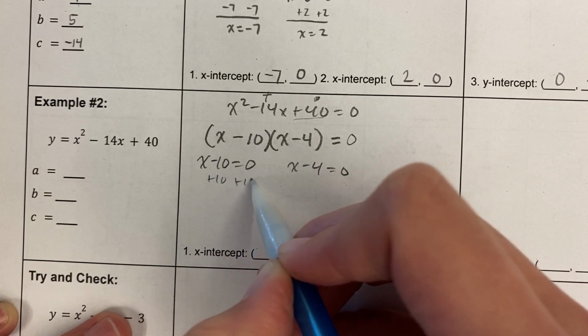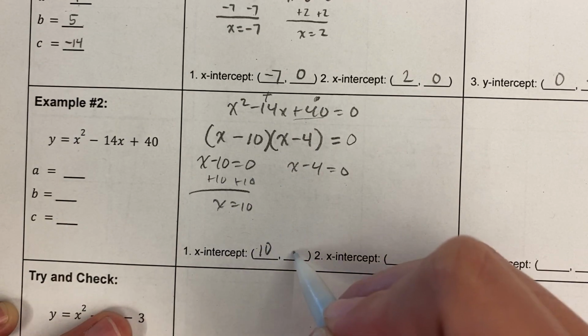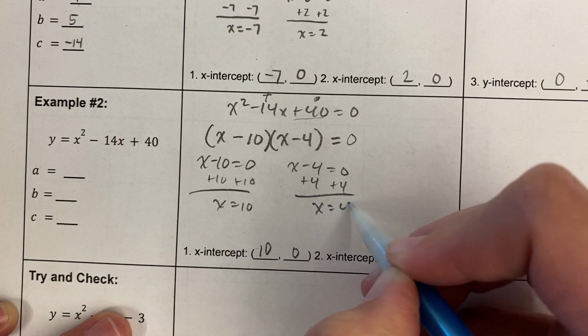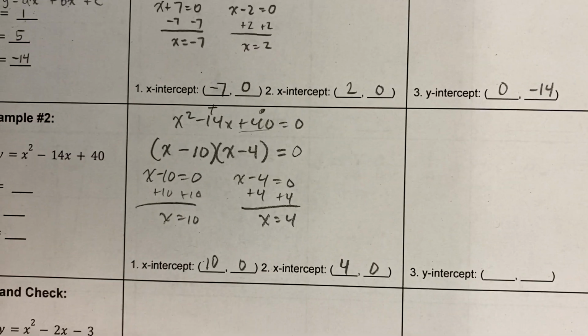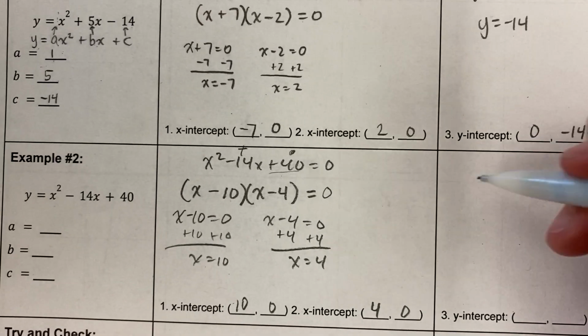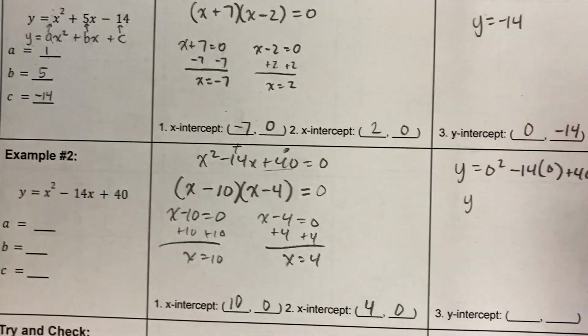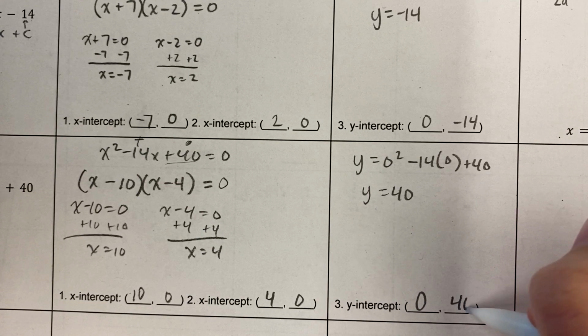I'm adding 10 to both sides. I get x equals 10. So my one intercept is (10, 0). And I'm adding 4 to both sides, and I get x equals 4. My other intercept is (4, 0). Okay, now my y-intercept, I'm plugging in 0 for x. And that looks like this. That's x is 0 and y is 40.